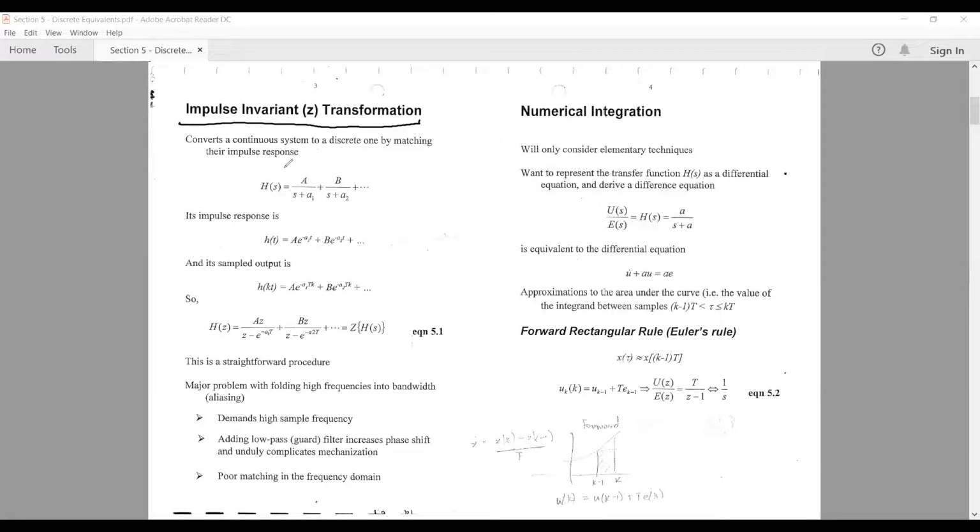So if it is possible to expand H(s) into partial fractions, then for each of the terms, the impulse response is given as h(t) equals A times e to the power minus a1 t, plus B times e to the power minus a2 t, and so on.